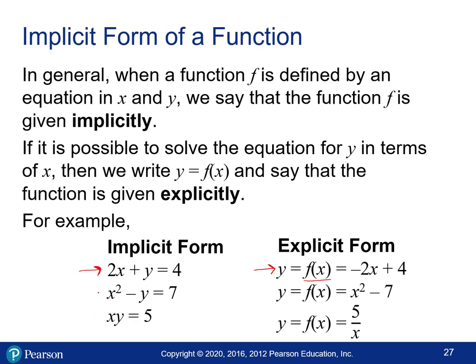The left column over here, these are implicitly defined. It's more so implied what the function is in terms of x and y, and over here it's explicitly stated what y equals in terms of x. So just different names for the types of form of the equation or function.